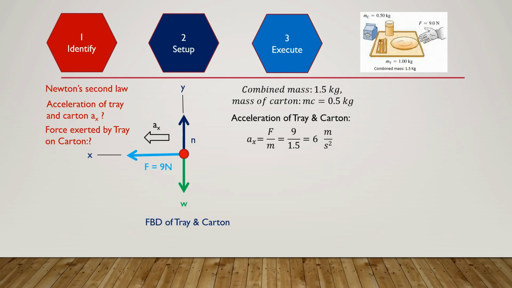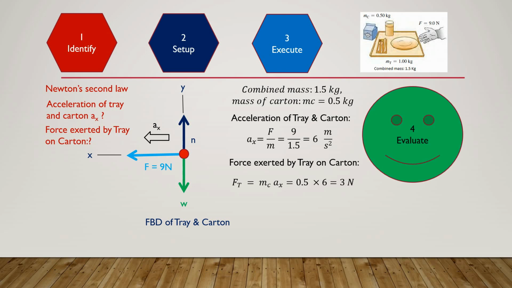Then we have to find the force exerted by the tray on the milk carton. So we will apply Newton's second law of motion. Ft, the force exerted by the food tray, is equal to mc times ax, where mc is the mass of the milk carton and ax is the acceleration along the x-axis. Since the value of mc is 0.5 kg and ax is equal to 6, it becomes 3 Newton. Next step is to evaluate.